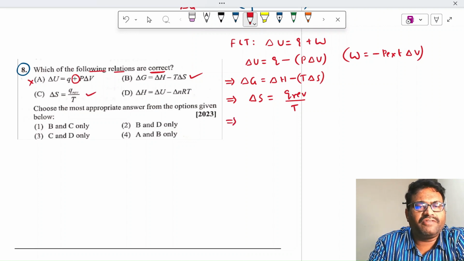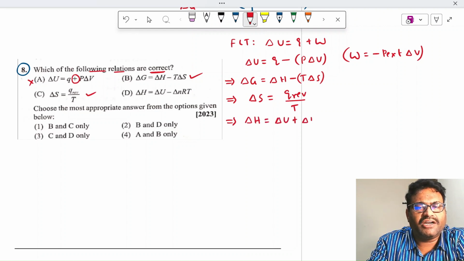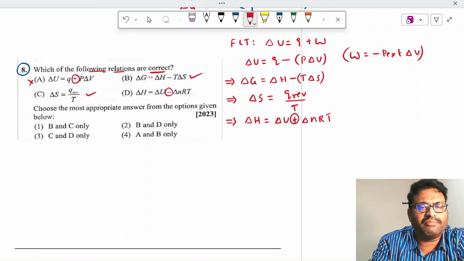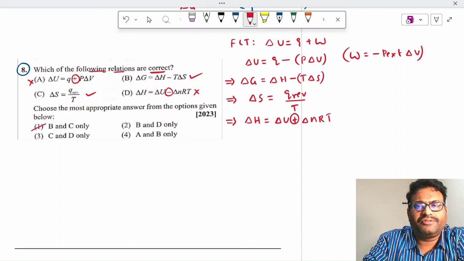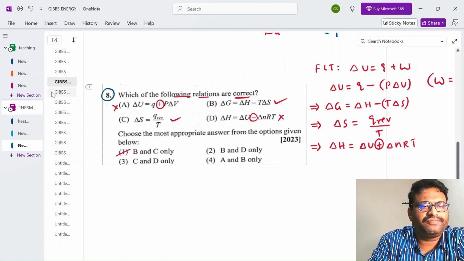And the relation between delta H and delta U is delta H is equal to delta U plus delta nRT. Here it is plus, but here it is given as a minus. So it is wrong. So which are correct? B and C are correct. So the option will be the first option. Okay, let us see the next question.